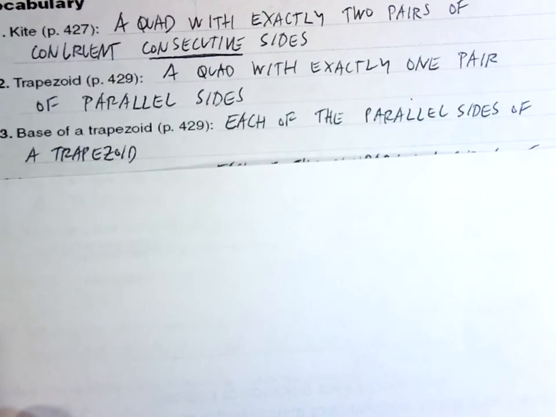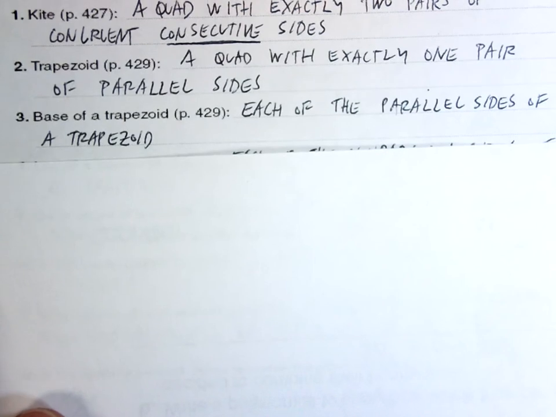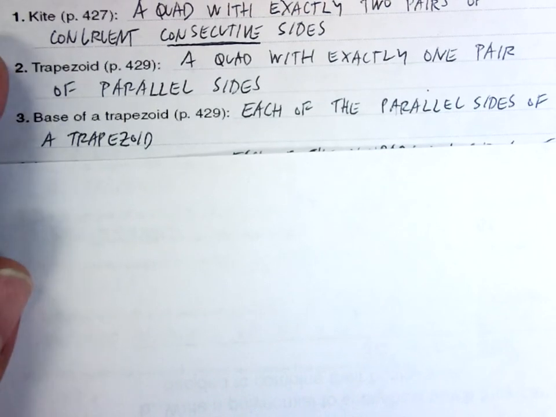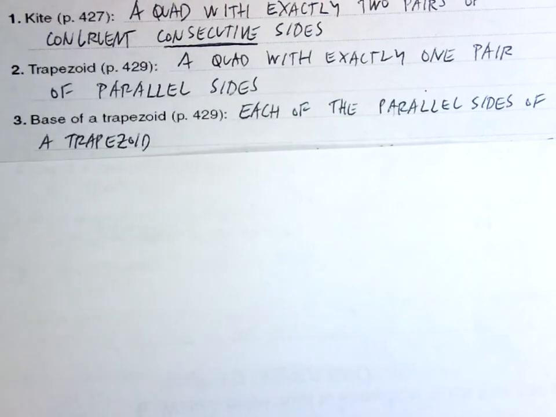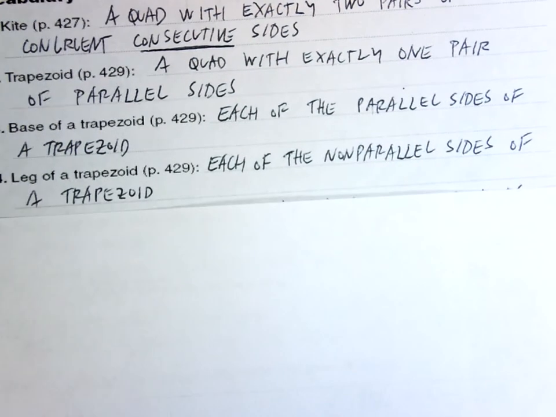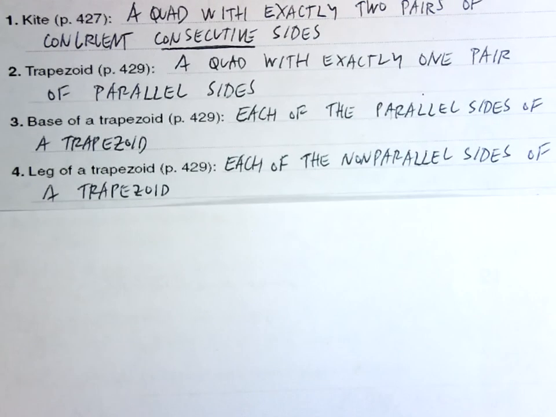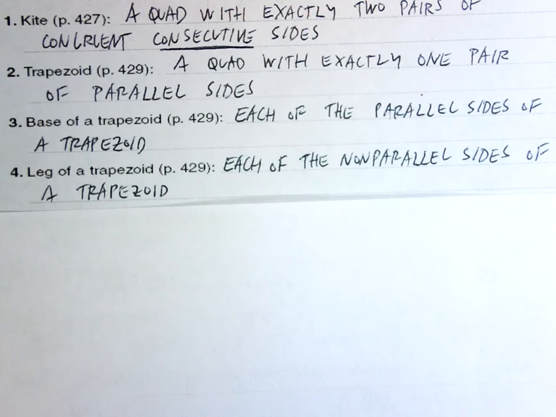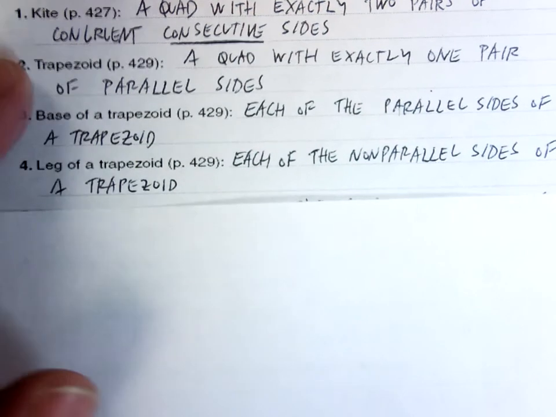What is the base of a trapezoid? The base of a trapezoid is each of the parallel sides of the trapezoid. So my trapezoid's got four sides. Only one pair of the sides is parallel to each other, and it's that pair that we call the bases of the trapezoid. All right, the legs are the non-parallel sides of the trapezoid.